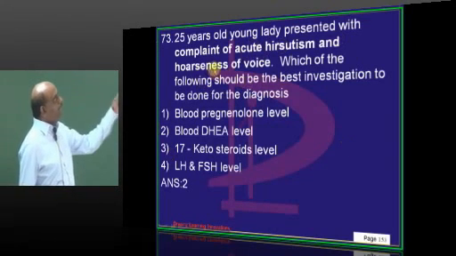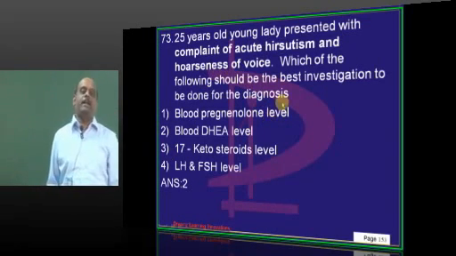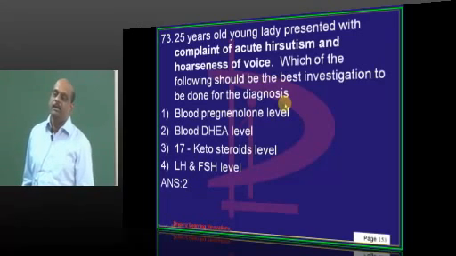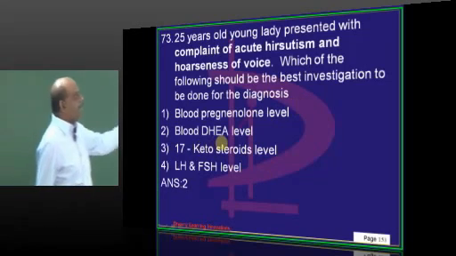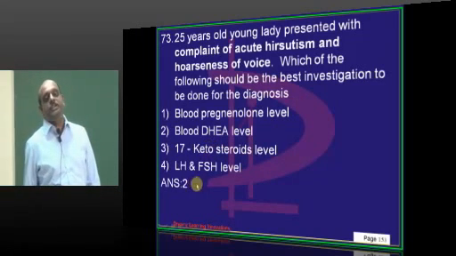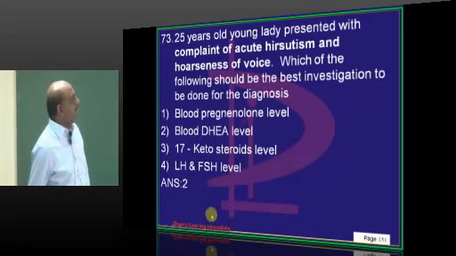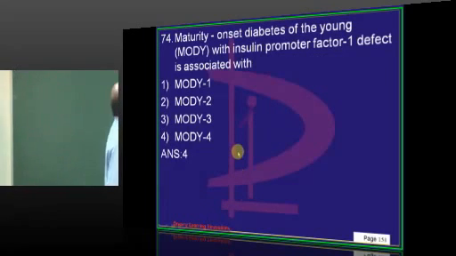A 25-year-old lady complains of acute hirsutism, means you will contemplate the possibility of what? Arrhenoblastoma, an ovarian androgenic tumor, that can be better diagnosed by doing dehydroepiandrosterone blood levels, is what you need to appreciate.